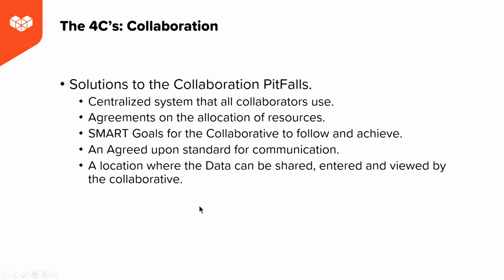So some solutions to collaboration pitfalls. Again, a centralized system that all collaborators can use. Having agreements on the allocation of resources, so that the fear mindset of there not being enough abundance for us to survive goes away because you have an agreement on what's going to be done. Having SMART goals for the collaborative to follow and achieve. It doesn't make sense for a collaborative to move in a direction when they don't even know where they're going. So having a really clear goal for them to work towards is very important.